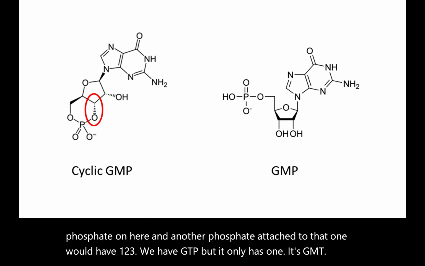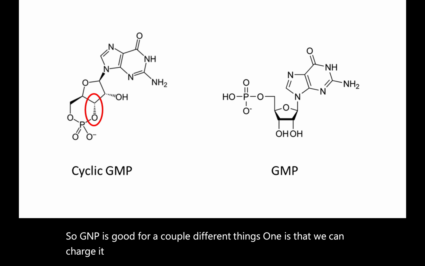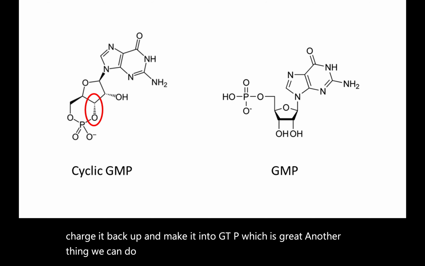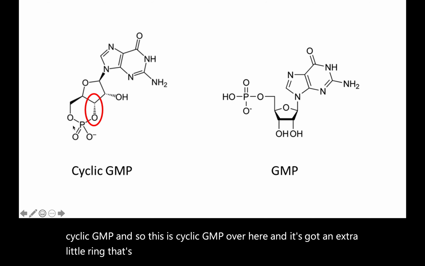So GMP is good for a couple different things. One is that we can charge it back up and make it into GTP, which is great. Another thing we can do, though, is we can twist it around and make it into cyclic GMP. And so this is cyclic GMP over here. And it's got an extra little ring. That's the cycle part in here. We've made a little ring.